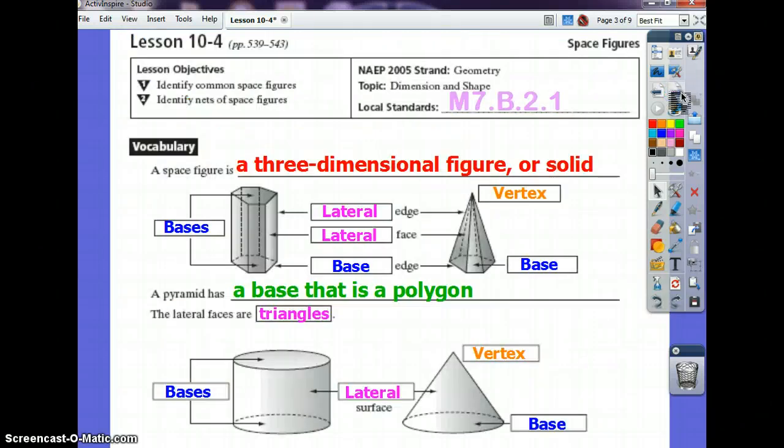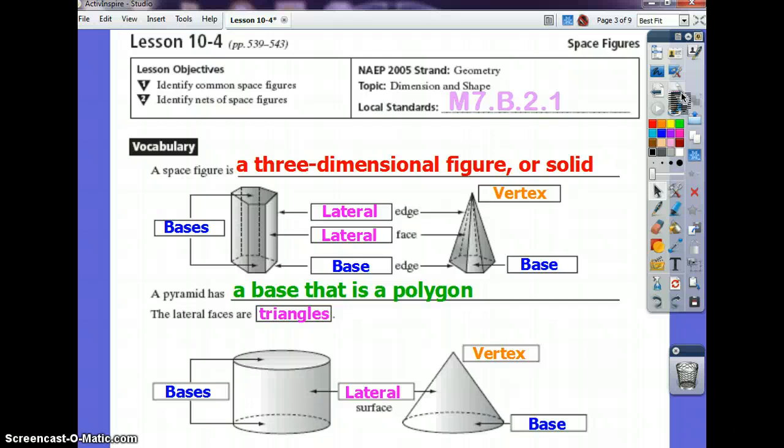Here's some new vocabulary for you to copy into your workbook. Our local standards today are M7B.2.1, and you can see that our objectives are to identify common space figures and to identify the nets of space figures. If you have any questions on today's lesson, the lesson can be found in your textbook on pages 539 to 543. So let's get some new vocabulary out of the way.